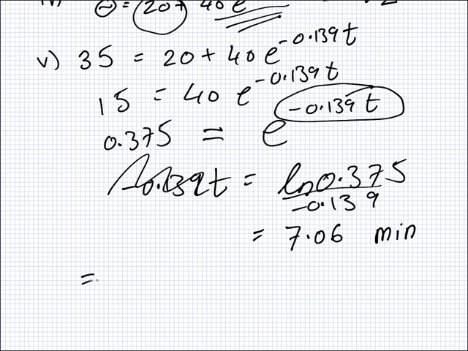So, what is it? 7 minutes and how many seconds? About 4 seconds, is it? What is it? 3.6. Yeah, so if you round it off to the nearest second, it'd be 4 seconds. Then 7 minutes and 4 seconds. Okay.